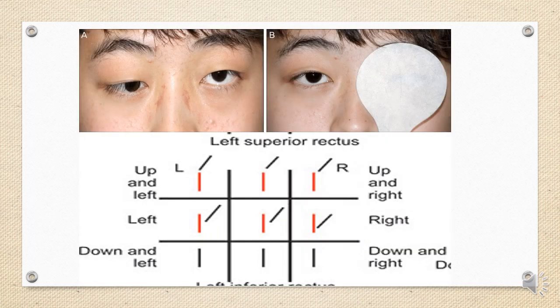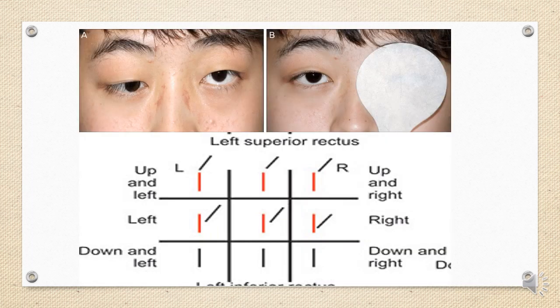And here when you ask the patient to adduct and abduct, you can see the amount of deviation is more when it is abducting, it goes more into a state of hypotropia compared to the other eye, whereas in the adduction state, the amount of deviation is very less. So this is how we generally see a patient with superior rectus palsy.